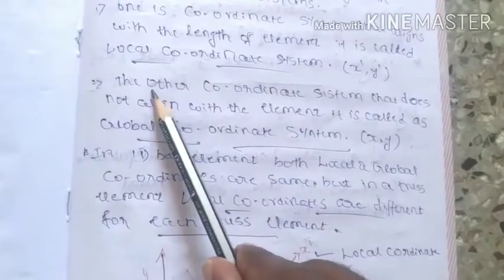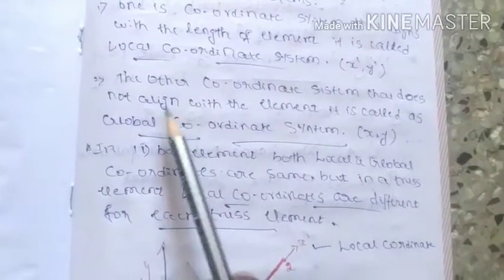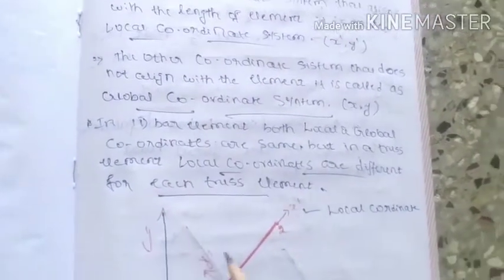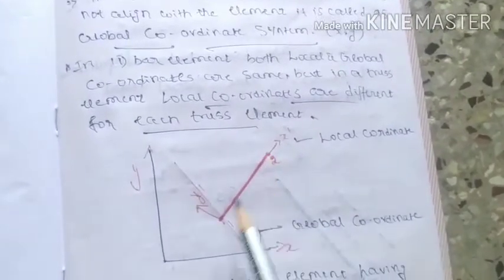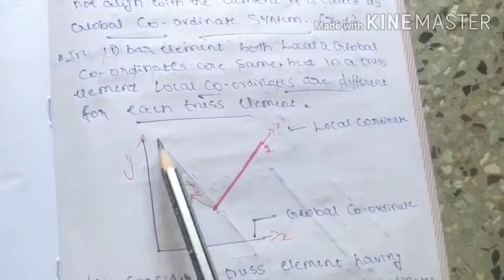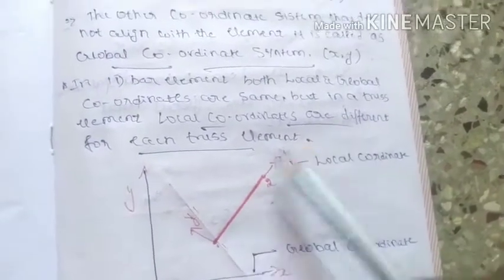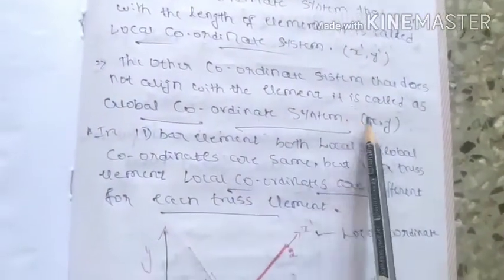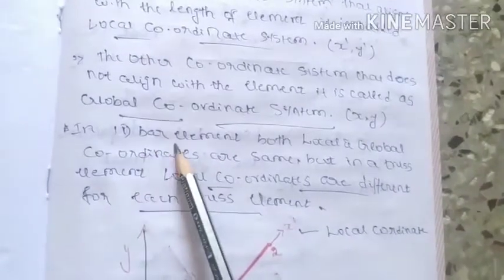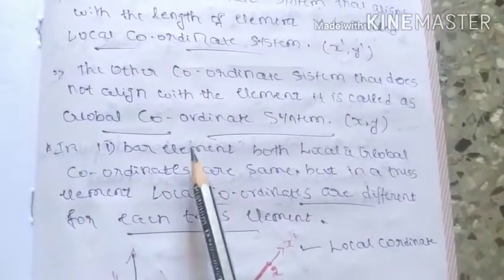Sorry, one more we skipped. The other coordinate system does not align with the element. That means you can see the element is here, but we take it with respect to the origin, horizontal and vertical. That is the global coordinate system, not along the element. That is the global coordinate system, that is x comma y. This point is very important.